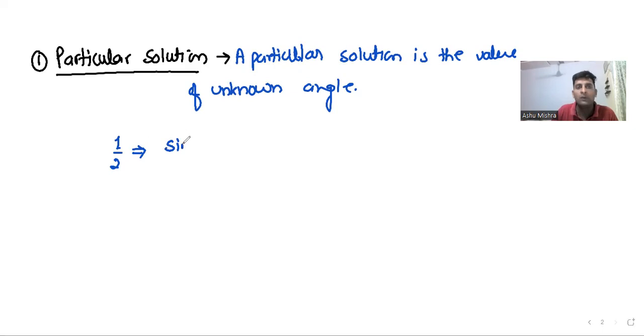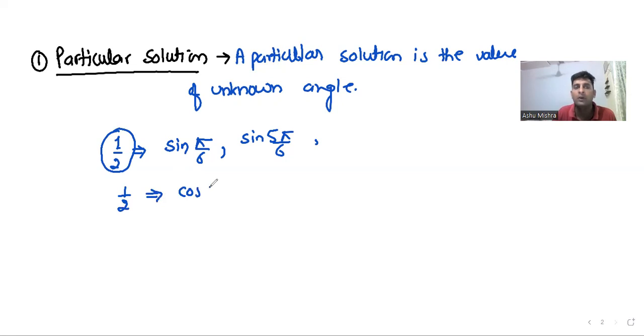1 upon 2 is the value of sine pi by 6 or sine 5 pi by 6. That means we can say the angles that contain the value 1 upon 2 in case of sine. In case of cos, the value of this is pi by 3, this is the value of cos 2 pi by 3. That type of solution is known as particular solution.